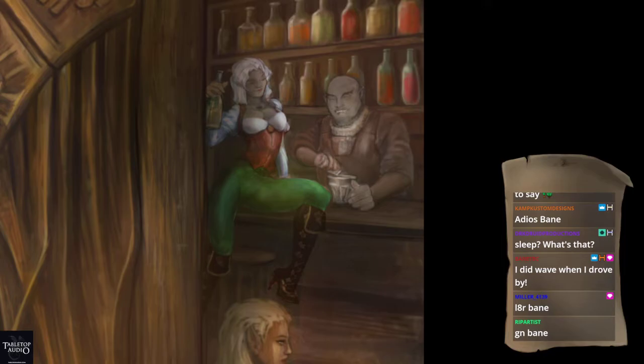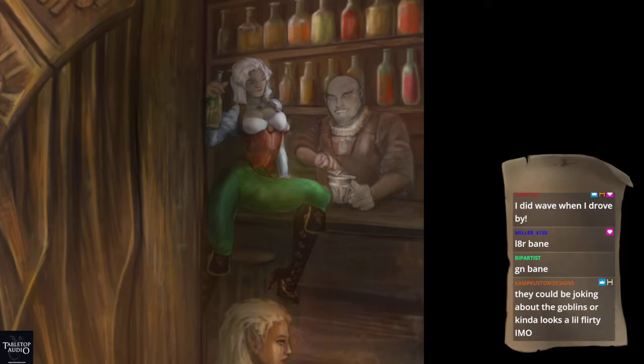Camp is thinking, what are they talking about? They could be joking about the goblins, or it looks kind of flirty. Well, Camp, you have to describe this story to us. You are the author and or our dungeon master.